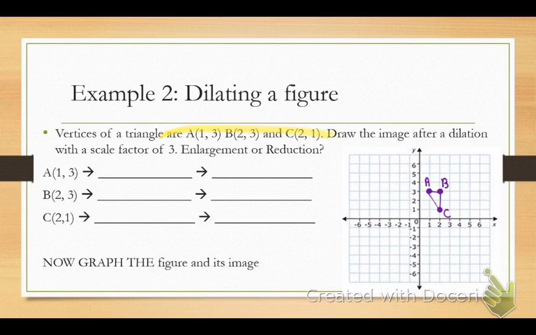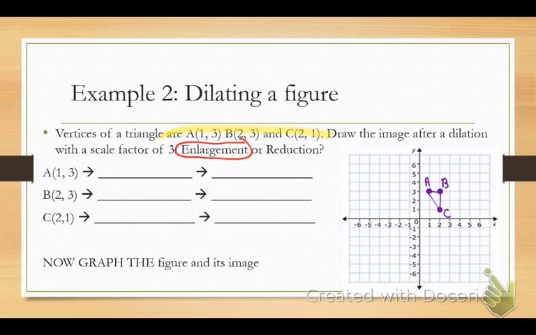Okay, so now because my scale factor is 3, here's my rule of thumb. If my scale factor is greater than 1, that means it's an enlargement. So I want you to circle enlargement. Based on the scale factor, I know that it's an enlargement because it's greater than 1. The scale factor of 3 means that I am going to triple the size of this triangle. And how I do that is I take my x and my y value and I multiply everything by 3.